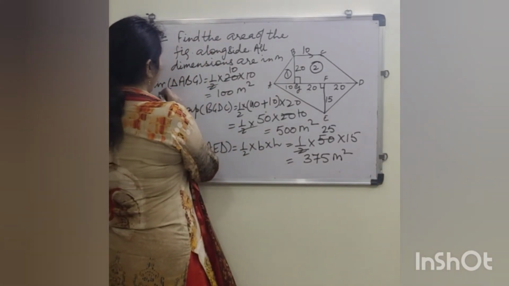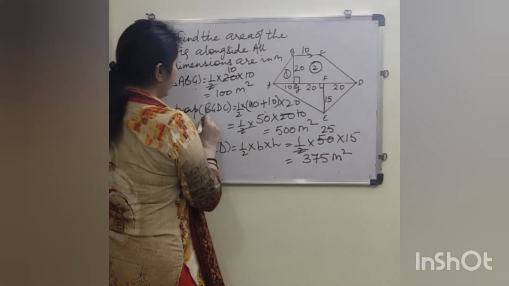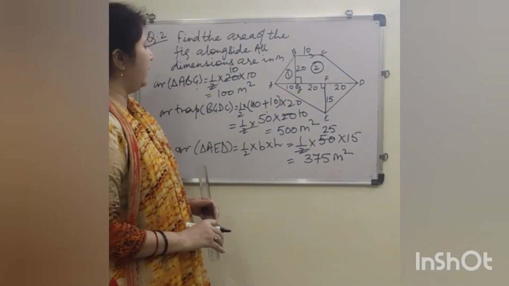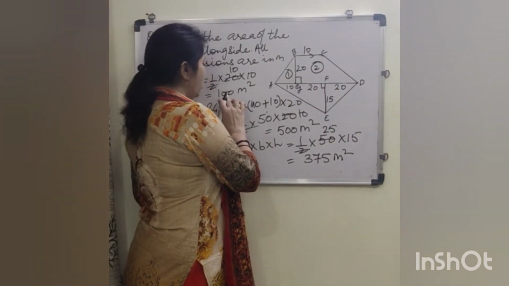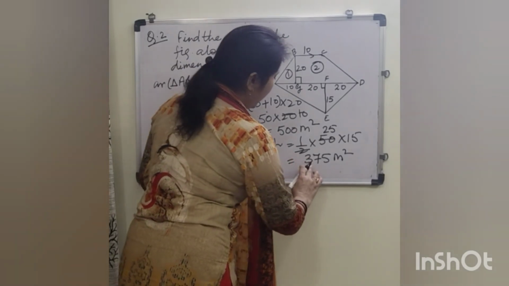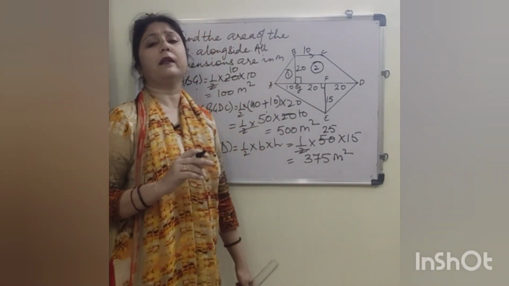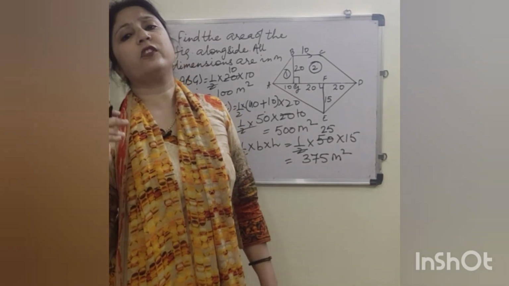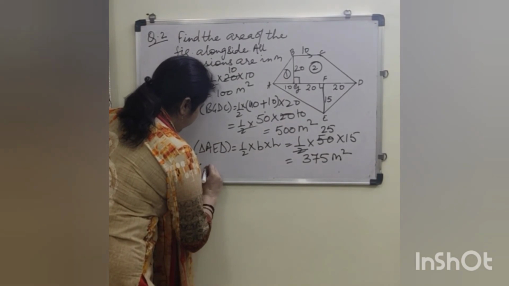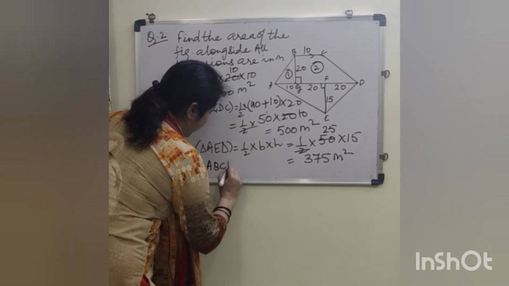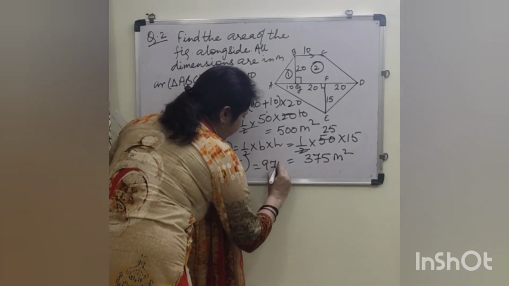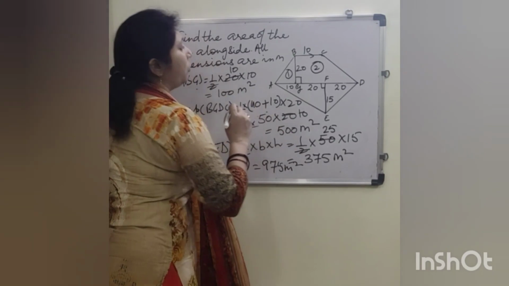Now we have to calculate the area of the whole pentagon ABCDE. We will add the area of triangle ABG plus the area of trapezium BGDC and the area of triangle AED. That is going to give you 100 plus 500, that is 600, plus 375, that is overall 975 meter square. So the area of pentagon ABCDE is equal to 975 meter square.